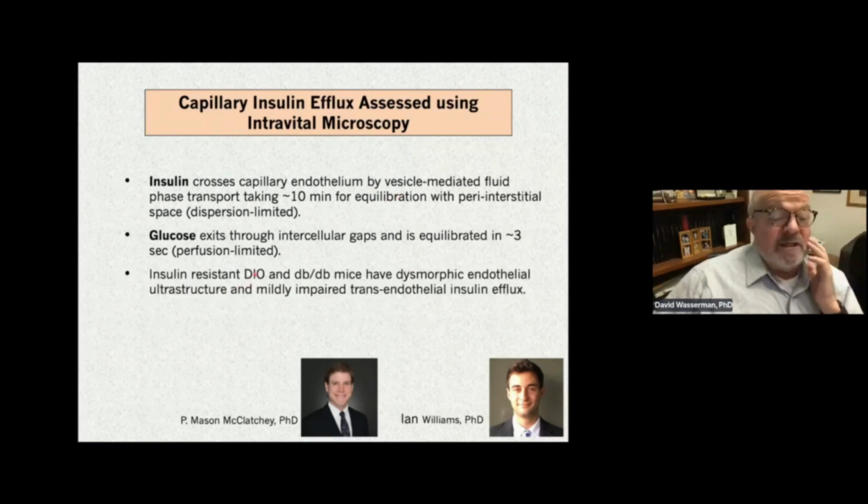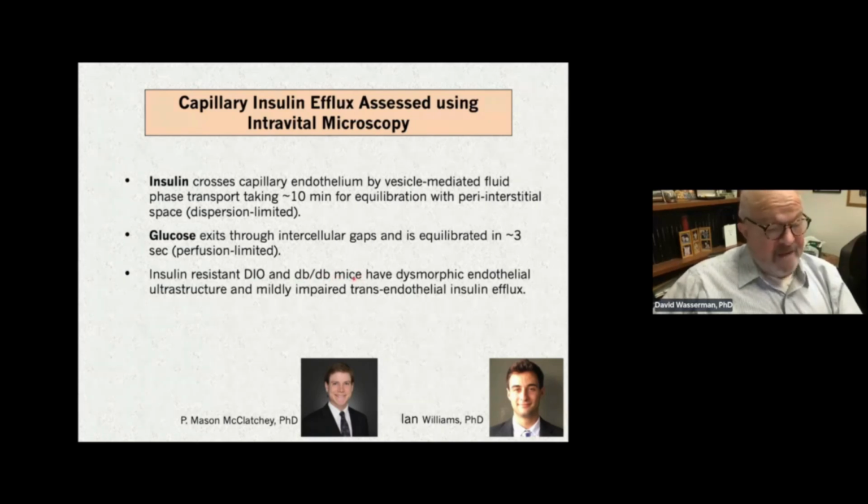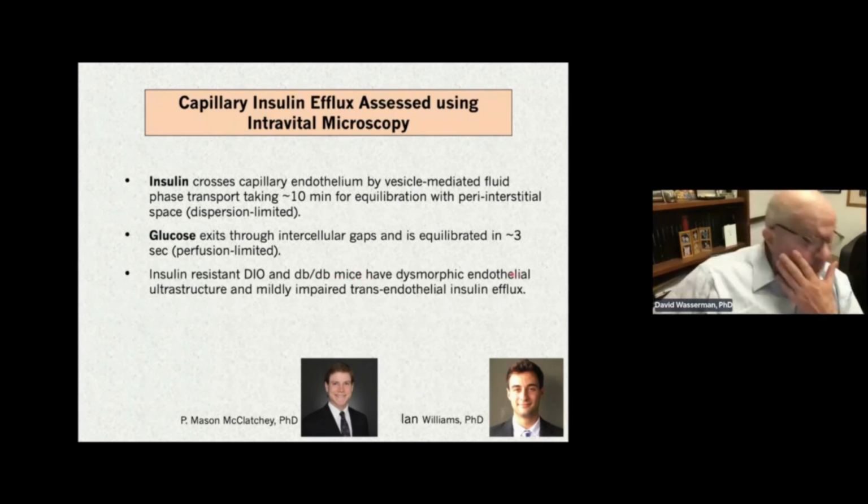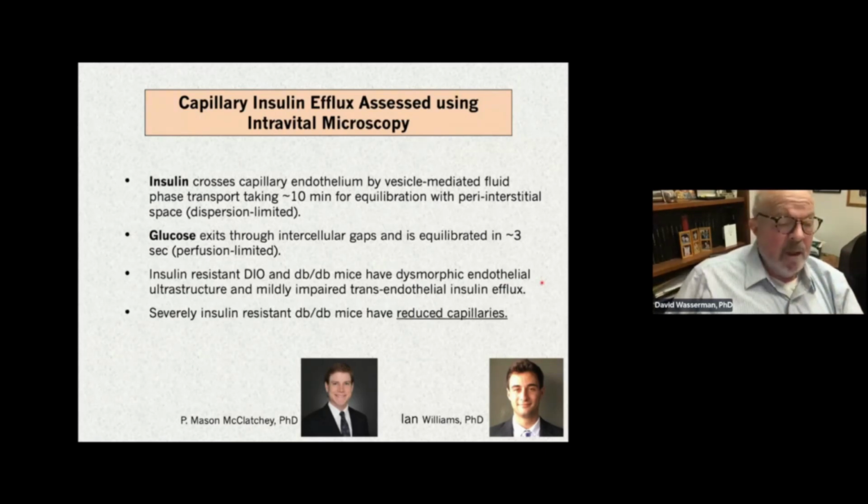Now, insulin-resistant DIO, diet-induced obese mice, and db/db mice, which lack the leptin receptor and get very fat, have dysmorphic endothelial ultrastructure and mildly impaired transendothelial insulin efflux. And this could contribute to the insulin resistance. Now, in the severely resistant db/db mice, we have a reduced number of capillaries. And this is key because it limits the surface area for exchange of both glucose and insulin.